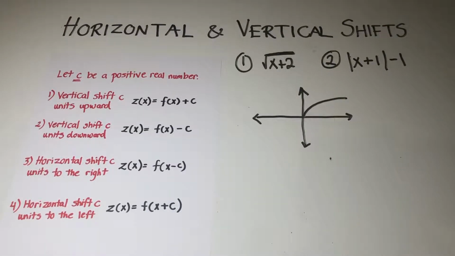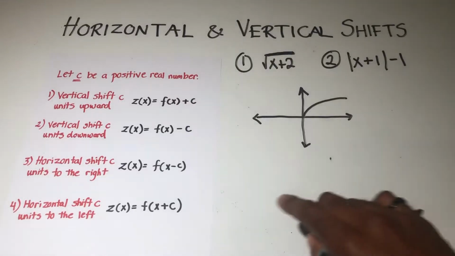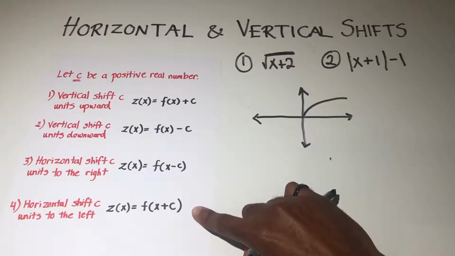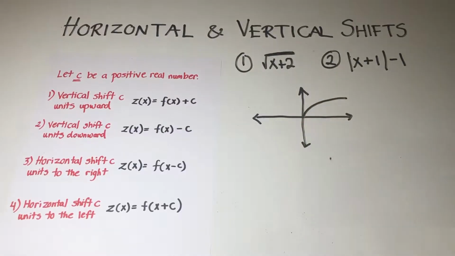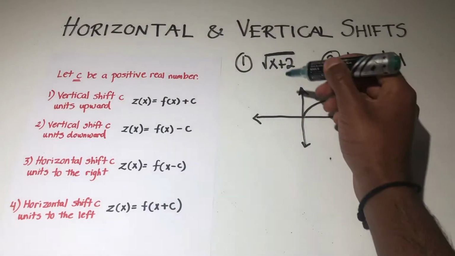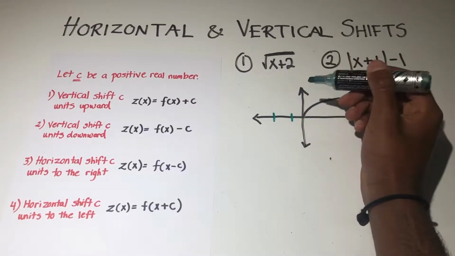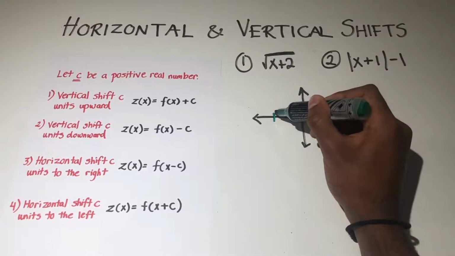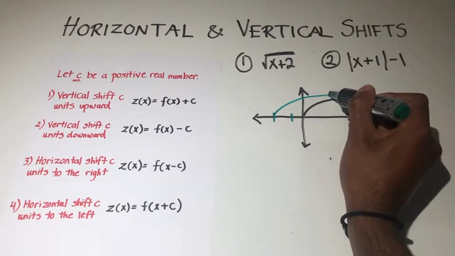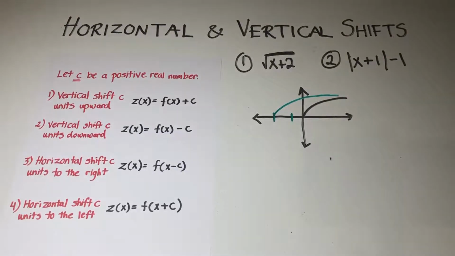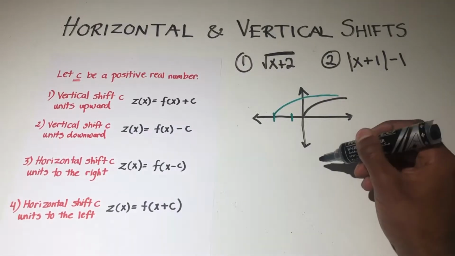Now since there's a plus 2 inside the radical, that means there is a horizontal shift c units to the left. And how many units does it say here? It says 2 units. That means this has shifted 2 units to the left. That's going to produce this sketch. Moving on to the next example.